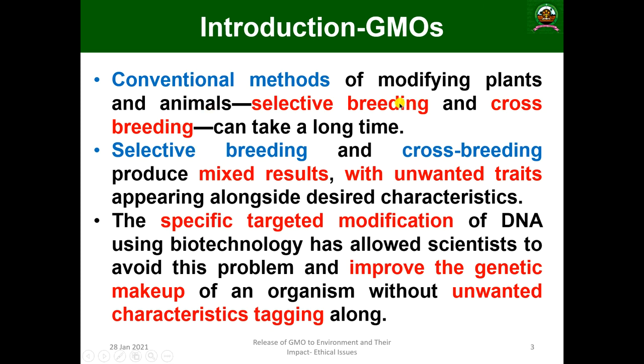The conventional method of modifying plants and animals, that is selective breeding, plant breeding, animal breeding, and crossbreeding, can take a longer time. That is a natural process, and the organisms have to wait for mating, and their genes are crossbred and they produce offspring. This selective breeding and crossbreeding can produce mixed results, with unwanted traits appearing alongside the desired characteristics.